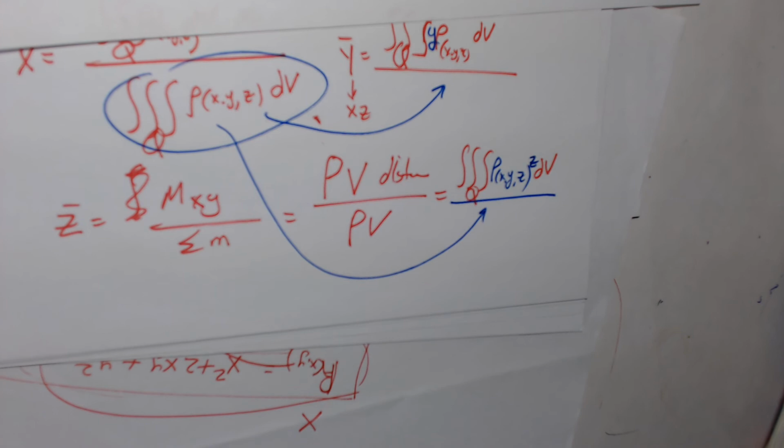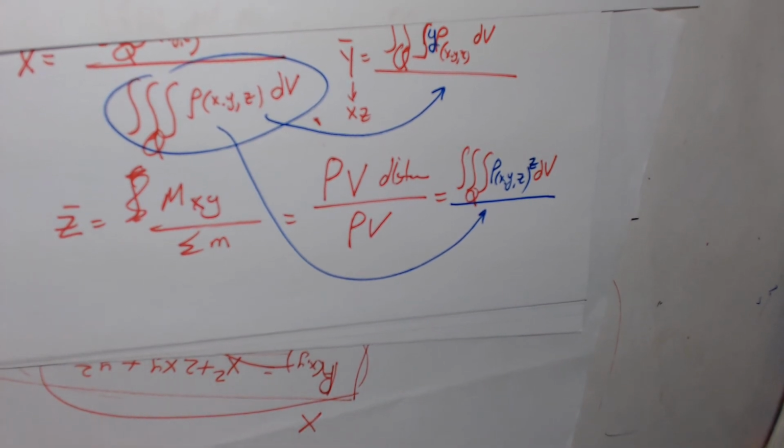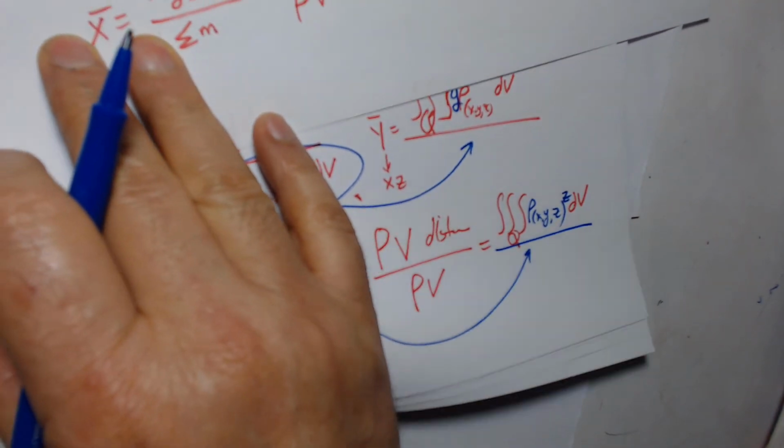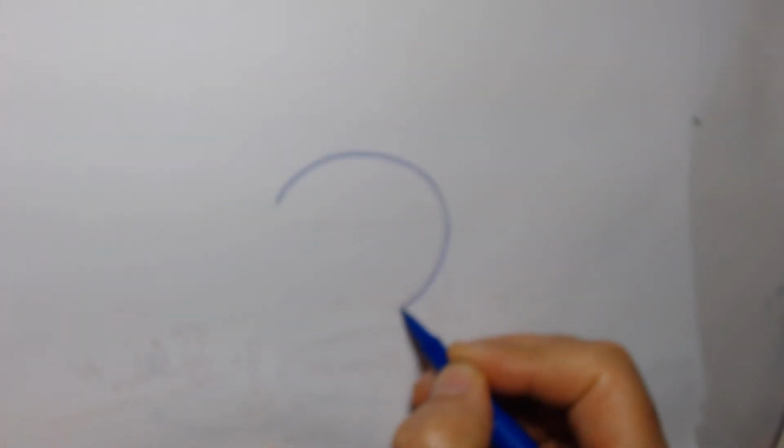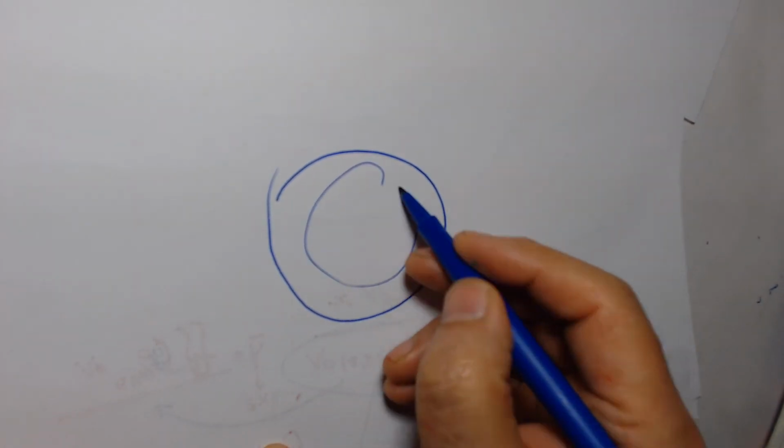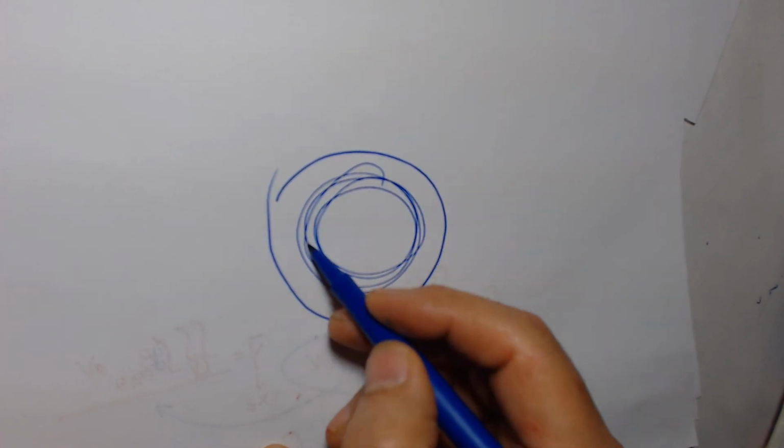Therefore, one of the applications is your x bar, y bar, and z bar. And I'm going to briefly touch on something else. Somebody says, I want to throw a slingshot. How am I going to throw a slingshot? I'm going to take this slingshot, rotate and rotate and rotate and let it go.